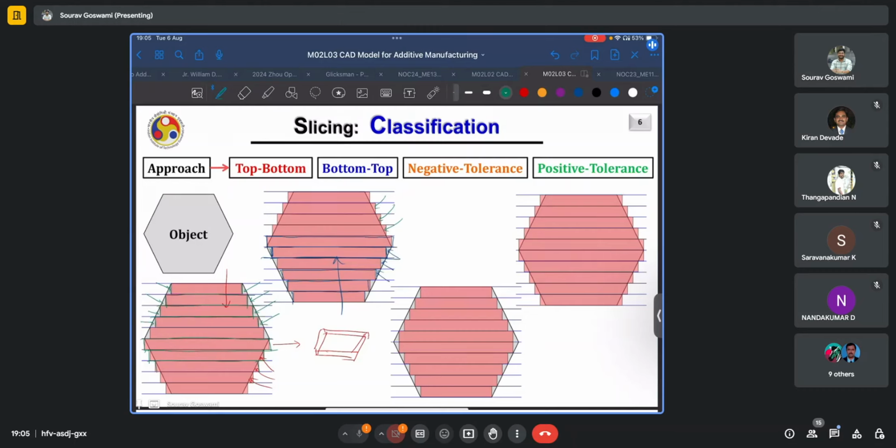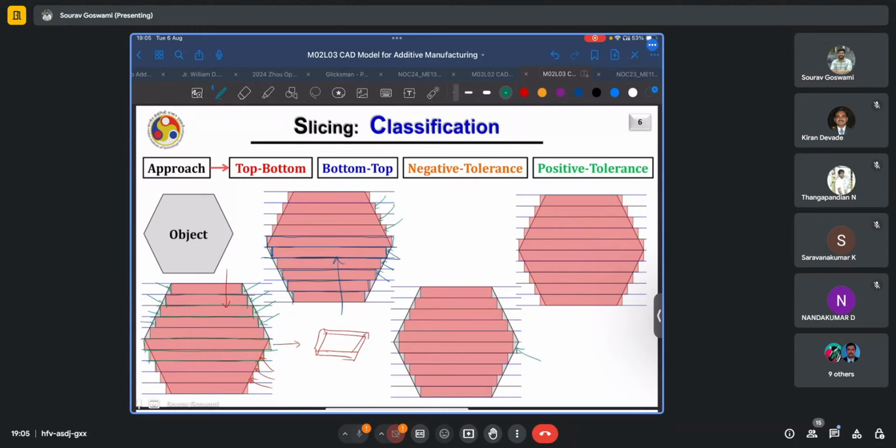This may be countered in terms of tolerances. So in one case, you have a negative tolerance approach, where you take the exact geometry as your bounding box, and you're always trying to stay within that bounding box. You do not want to deposit any extra material. This may be especially helpful in cases where you do not have any subtractive machining processes at hand, and you would rather be conservative and conserve the material. So this is called the negative tolerance approach.